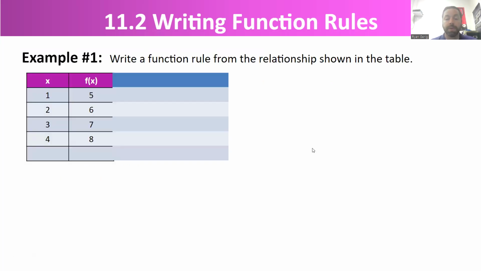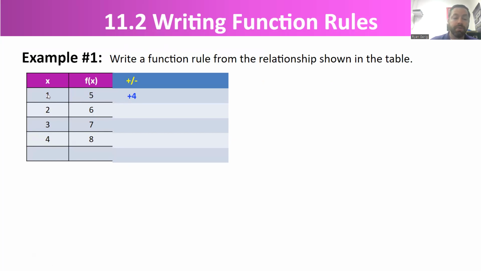Write a function rule from the relationship shown in the table. So you see that we have X values of 1, 2, 3, 4, and Y values of 5, 6, 7, 8. And we want to determine, is it plus or minus? And so this one is plus minus. I just want to show you how it's consistent.